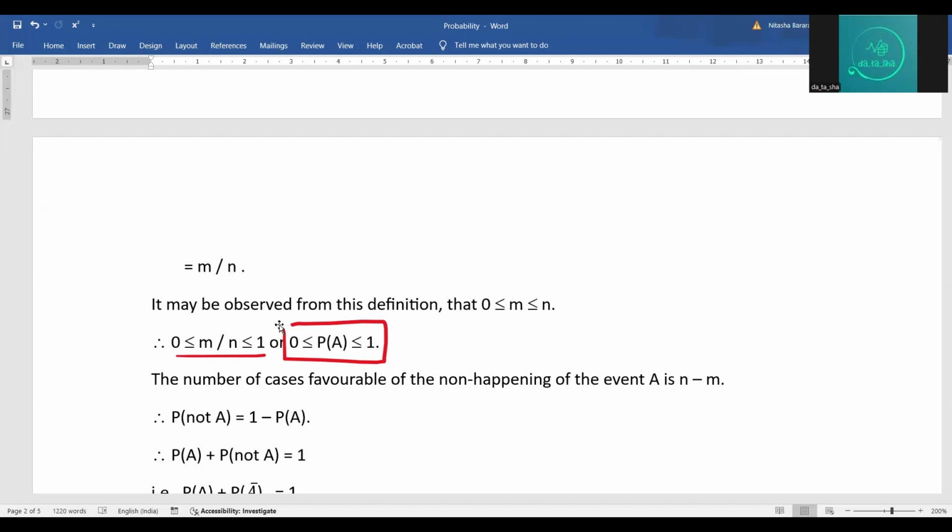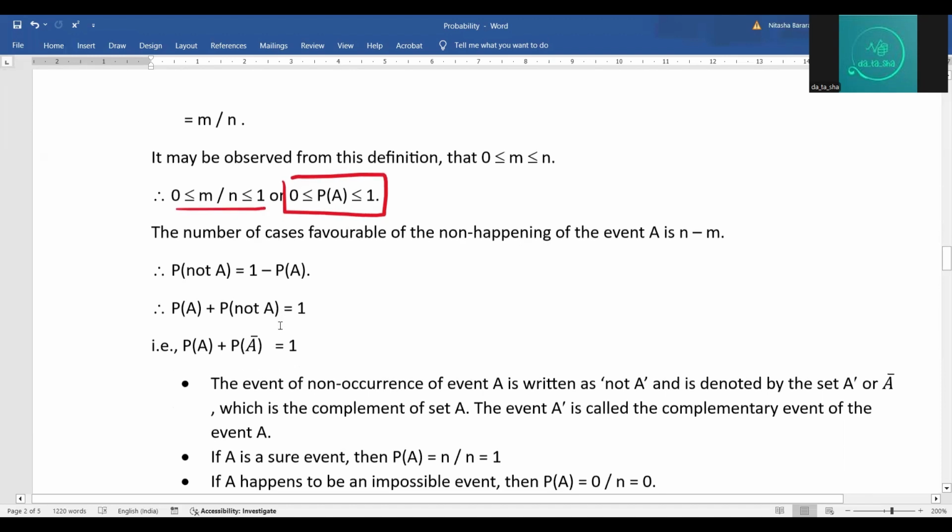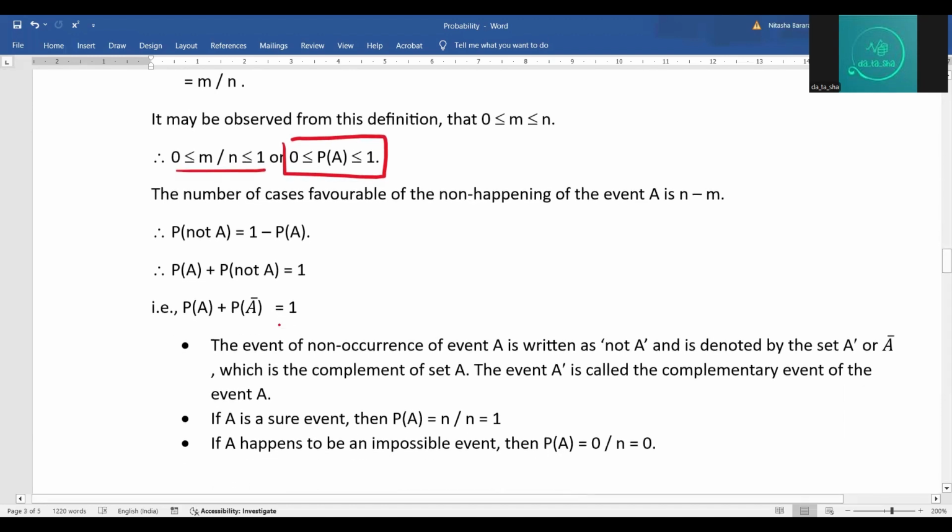So there are 3 possibilities only. We have already discussed. If it is 0, then it would be an impossible event. If it is 1, it is a sure or a certain event. Otherwise, the probability will lie between 0 and 1.